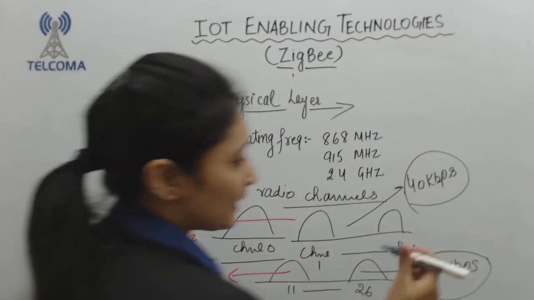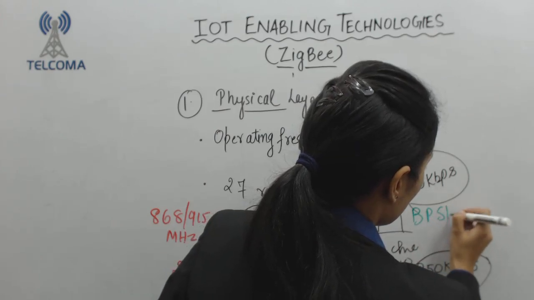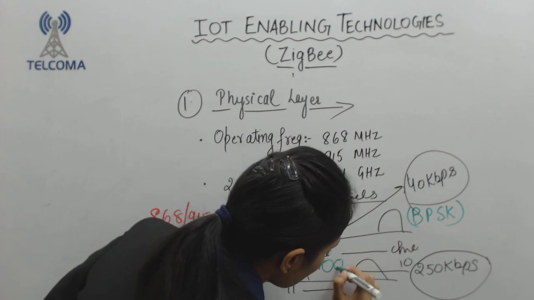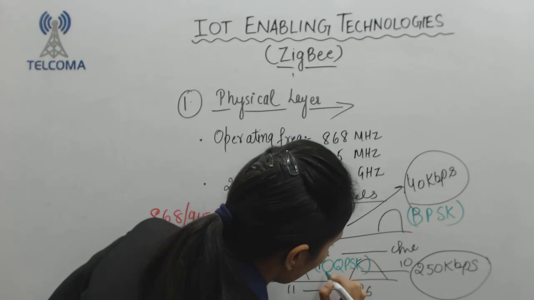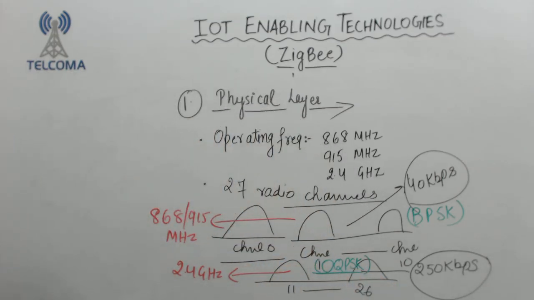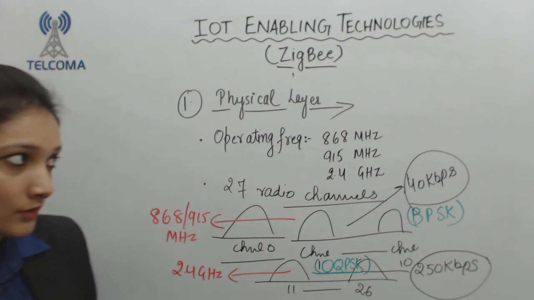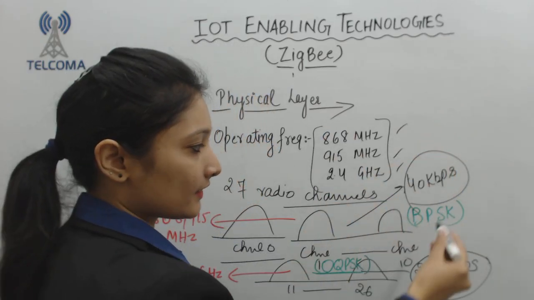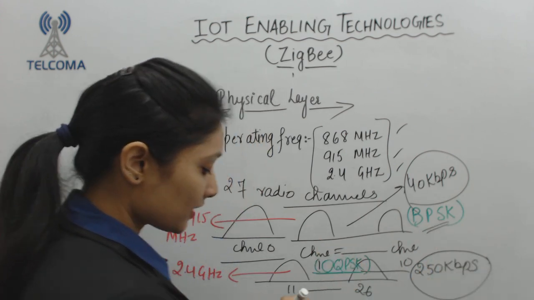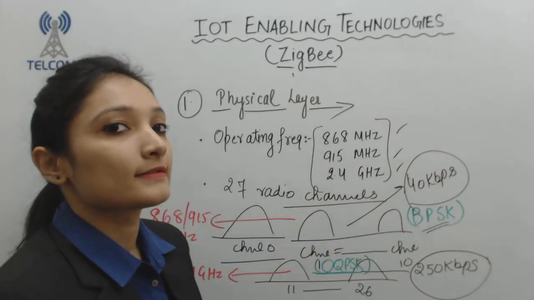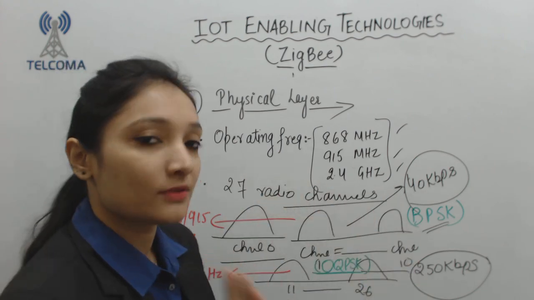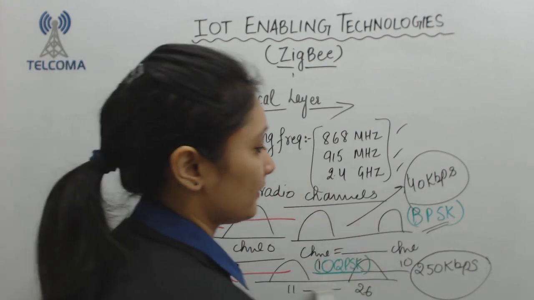Another system specification is that it is using BPSK as the modulation technique, and it is also using offset quadrature phase shift keying. So these are the physical layer specifications for your Zigbee. It is working under those frequencies which are used for your IoT, the ISM band, low data rates, and the respective modulation techniques. So this physical layer is specifying the electrical and transmission operating frequency specifications, which is the basic function of your physical layer.